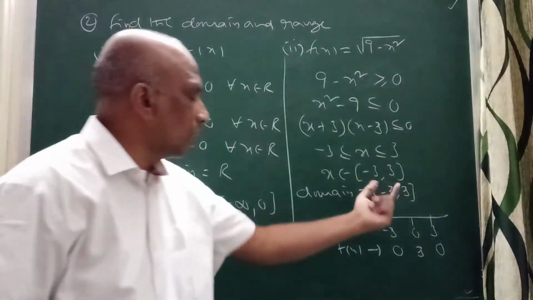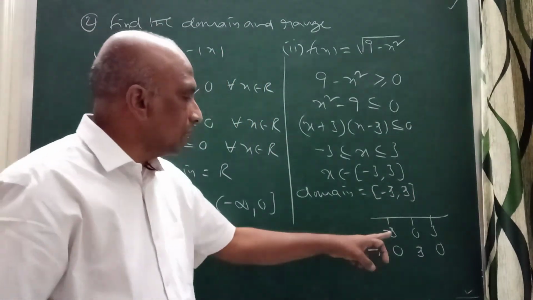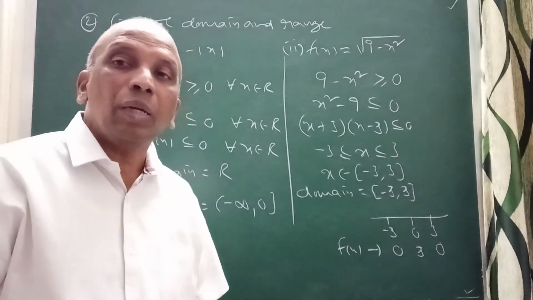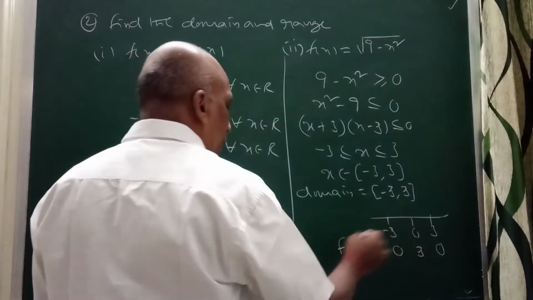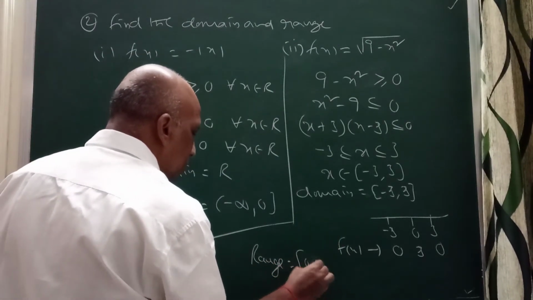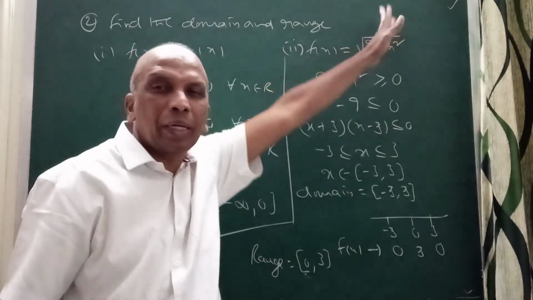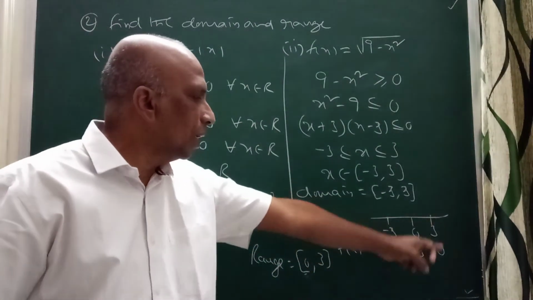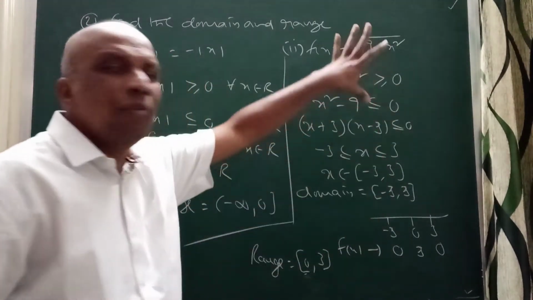Because the domain is a closed interval, the range also depends upon these values. At minus 3, the function is 0. At 0, the function value is 3. At 3, it is 0. That means the maximum value of the function is 3 and the minimum value is 0. Therefore, the range is the closed interval 0 to 3, because it is a positive square root and never gives a negative value. So the range is the closed interval 0 comma 3. This is the range of this function.